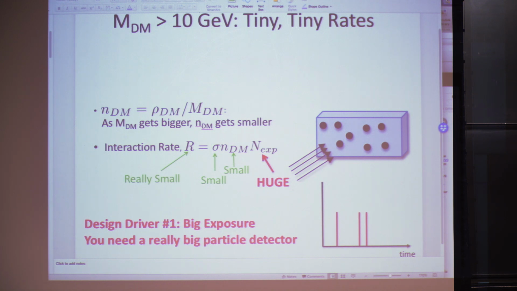to be. And so if you're looking for stuff that's at 100 TeV or higher, when you go higher, you have to go to bigger and bigger experiments, right? So that's why IceCube is such a big thing if you want to look for super heavy dark matter, because you need it to be large. So that's the first design driver that we know for dark matter experiments.